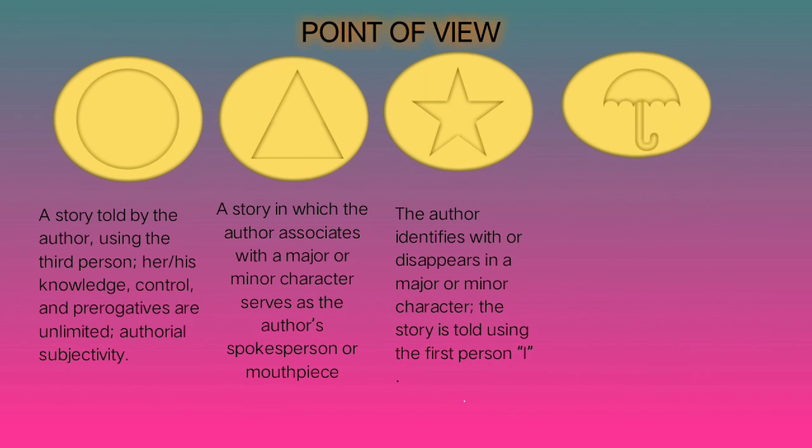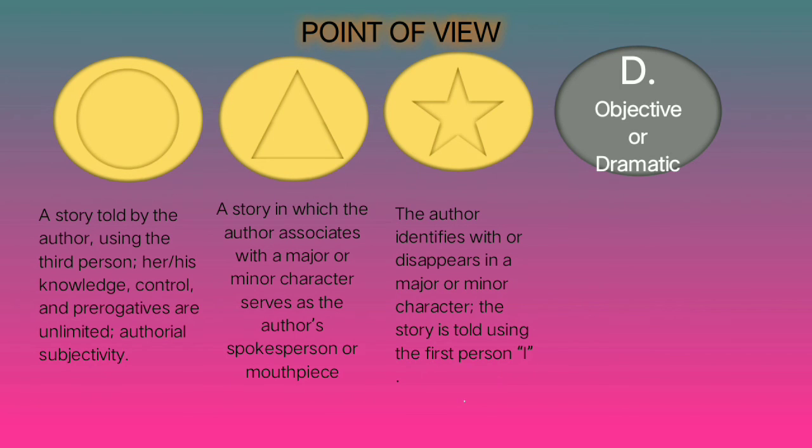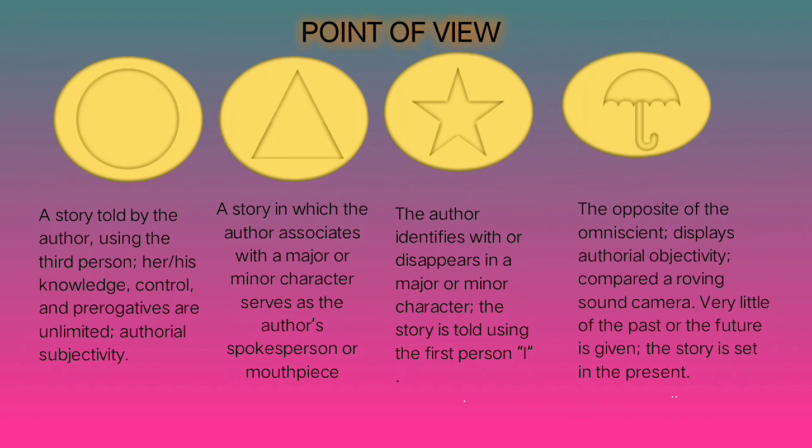Now let's proceed to the last, which is objective or dramatic. The opposite of the omniscient, it displays authorial objectivity. Compared to a roving sound camera, very little of the past or the future is given. The story is set in the present. So in dramatic, the narrator reports the events of a scene without getting inside characters' private thoughts or feelings. This leaves the reader to guess what characters may feel.